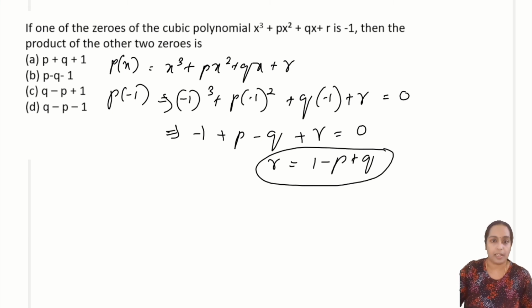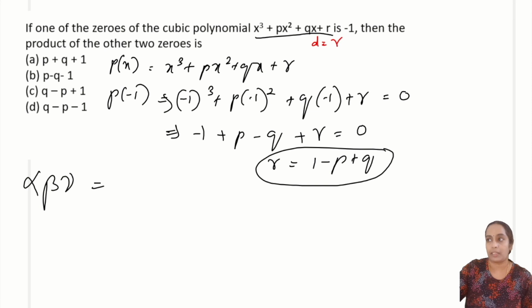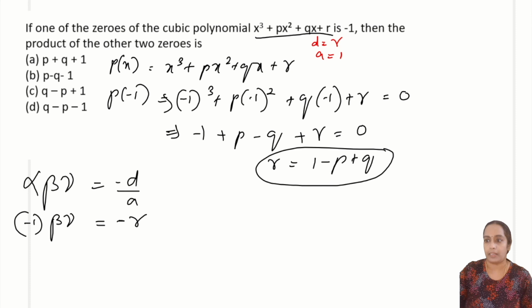Okay, so the question is asking for the product of the other two zeros. Let alpha, beta, gamma be the three zeros of this cubic polynomial. We know the product of all three zeros, alpha, beta, gamma, is equal to minus d by a. When I look into the cubic polynomial, my d is r here, which is the constant term. My a is the coefficient of x cube, which is 1. So alpha, beta, gamma is minus d by a. One zero is minus 1. So minus 1 multiplied with beta, gamma is minus d by a, which is minus r. So the product of the other two zeros is r itself.